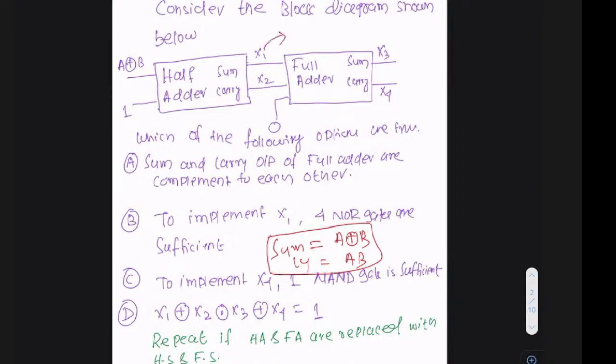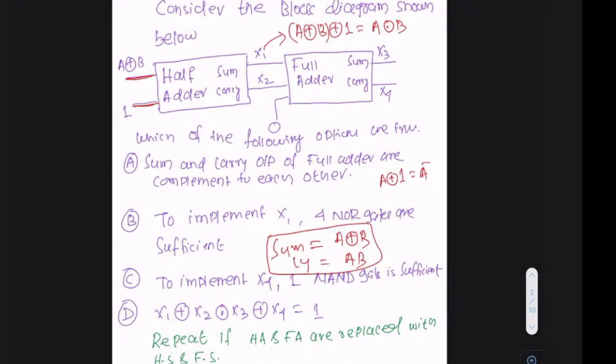X1 is nothing but the sum output of the half adder. It is A XOR B. So A is the input, which is A XOR B, and B is 1 here. That means what is X1 if I ask you? It is A XOR B XOR 1. So this is equivalent to A XNOR B. How is that? Because A XOR with 1 is A complement. So if A XOR B is XOR with 1, then it is A XNOR B. So X1 is A XNOR B.